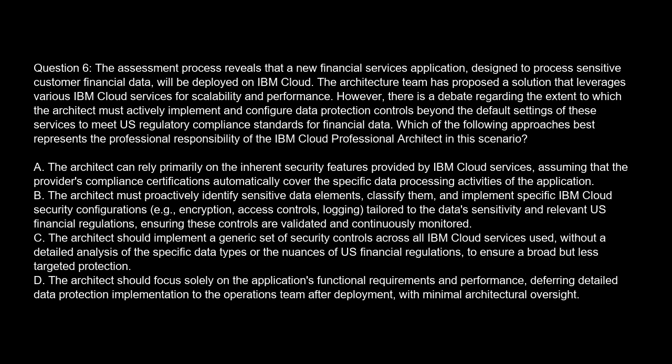Option C. The architect should implement a generic set of security controls across all IBM Cloud services used, without a detailed analysis of the specific data types or the nuances of U.S. financial regulations, to ensure a broad but less targeted protection. Option D. The architect should focus solely on the application's functional requirements and performance, deferring detailed data protection implementation to the operations team after deployment, with minimal architectural oversight.